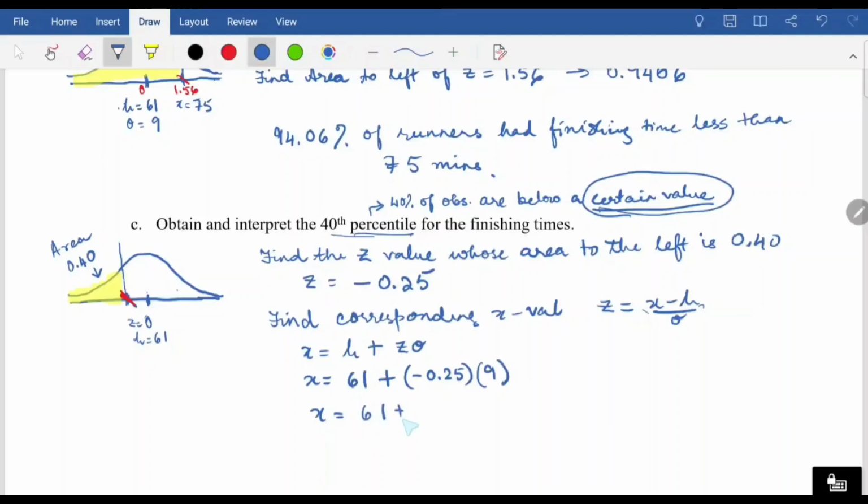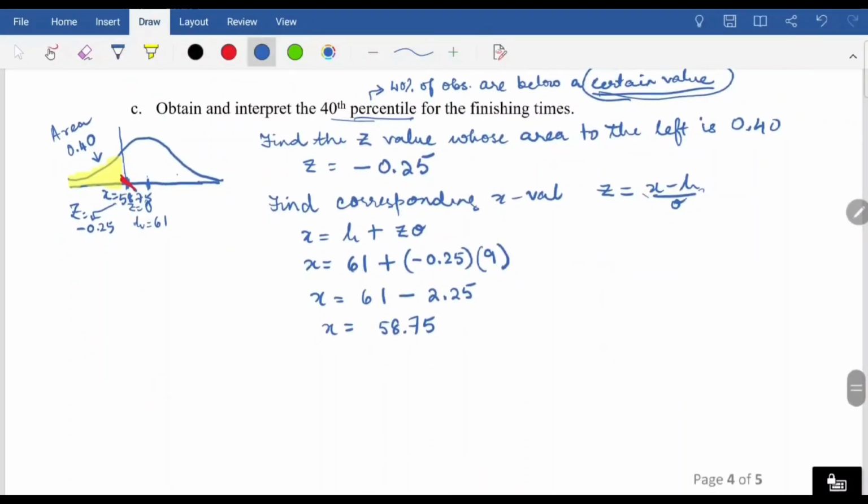61 minus 2.25 for an x value of 58.75. Okay, so the x value is 58.75, which corresponds with a z value of negative 0.25.